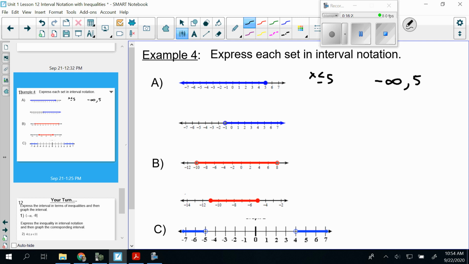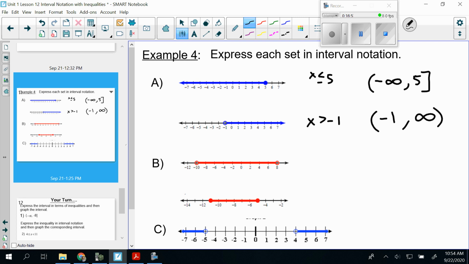And then with the notation, always parentheses with either positive or negative infinity. We are including 5, so bracket on this side. With the second one there, now this is all the numbers greater than -1. Here, since -1 is the smallest thing, we write that first. Infinity is where it's going out to. Always parentheses with infinity or -infinity. We're not including -1, so it would be parentheses.